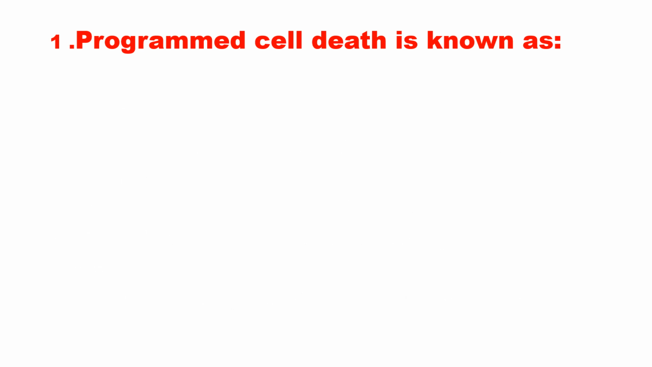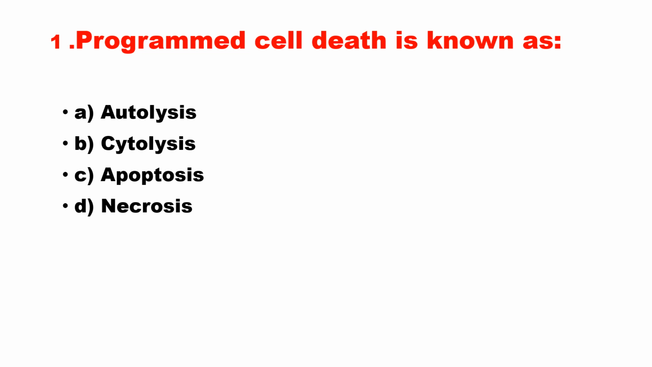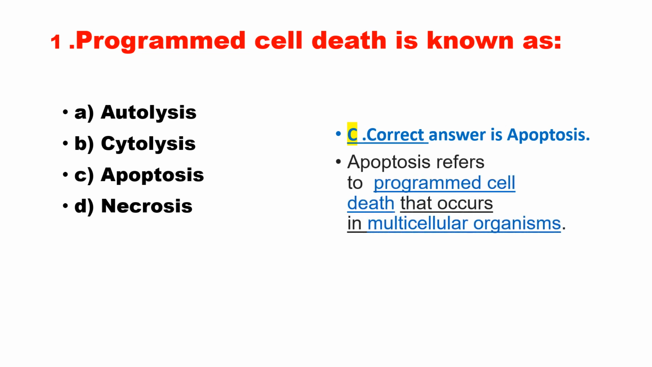Now let us see the first MCQ. Programmed cell death is known as, the options are A. Autolysis, B. Cytolysis, C. Apoptosis and D. Necrosis. C. Apoptosis is the correct answer. As you know, apoptosis refers to programmed cell death that occurs in multicellular organism.